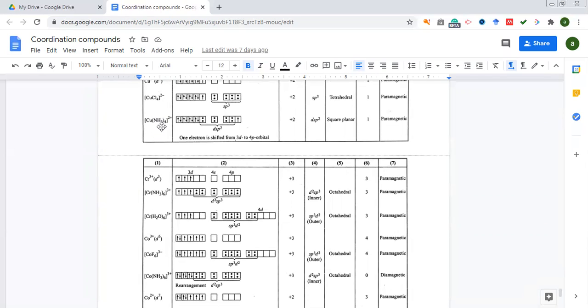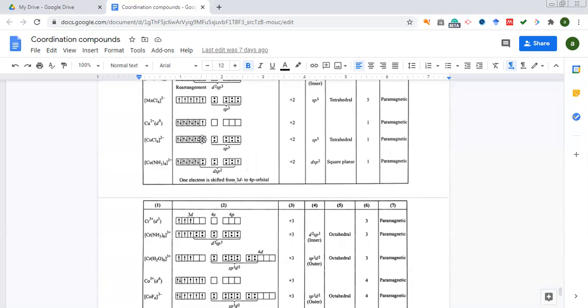So what happens? This ammonia has shifted the 3d electron into the p orbital. Why? Because of its strong field nature. So thereby it provides one vacant d orbital, one s orbital and two p orbitals. We require only 4 vacant orbitals. In the first case also we require 4, but chlorine doesn't promote or shift this unpaired electron from the d orbital into the p orbital. Whereas ammonia transfers this d electron into 4p.